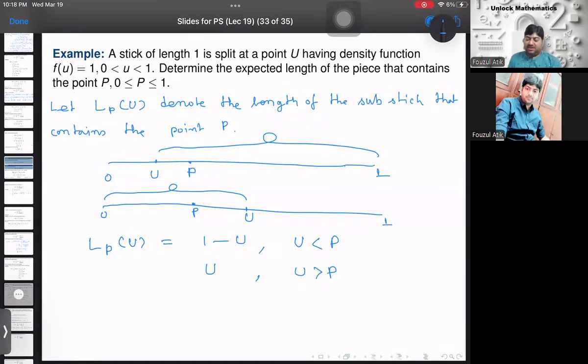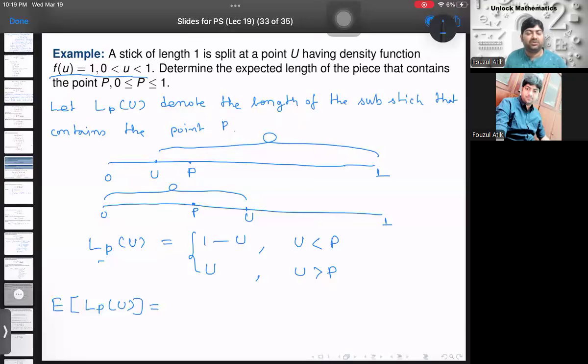Clear? So initially we had a probability density function for U, which is f(u) equal to 1 for 0 < u < 1, otherwise 0. And we got a new function L_P(U), which depends on the value of P and is defined piecewise. You have to get the expectation of this function, the length of the piece that contains the point P. So let us calculate the expectation of L_P(U).